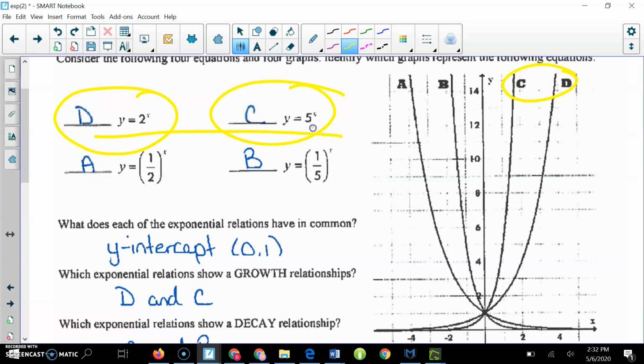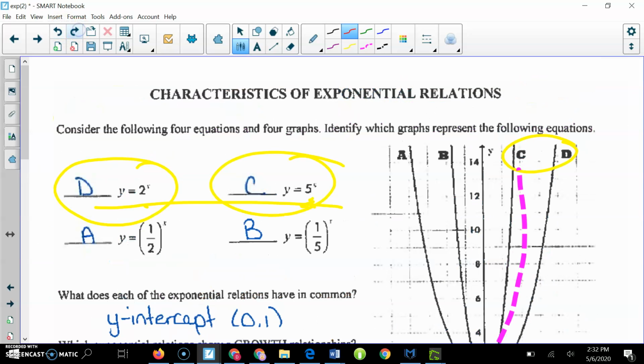Well, because the 2 and the 5 are both bigger than 1. Okay, so that's growth. So growth goes up. And that guy goes up too, so they both go up. So they're both growth. Big numbers equal growth. Right? Now, which one is which?